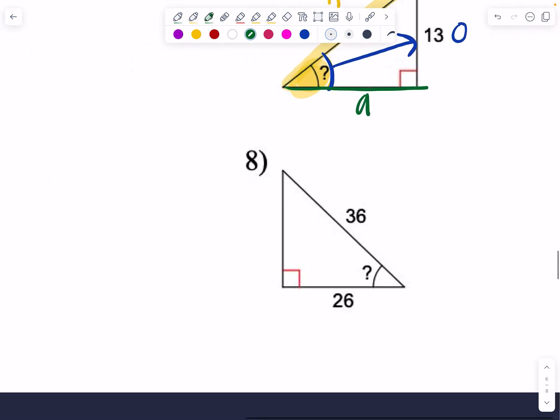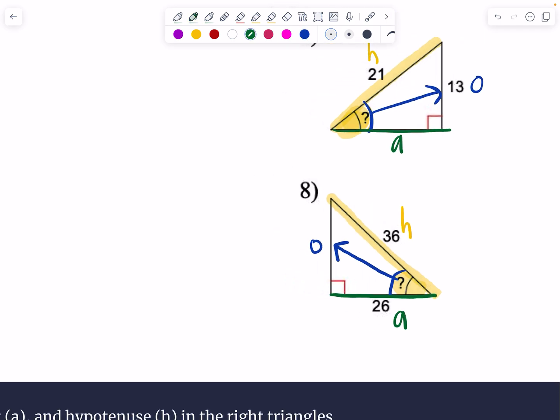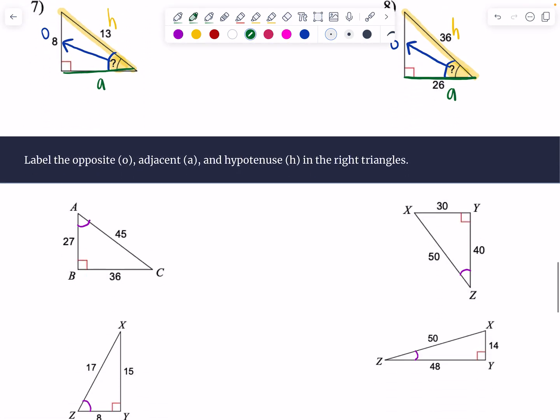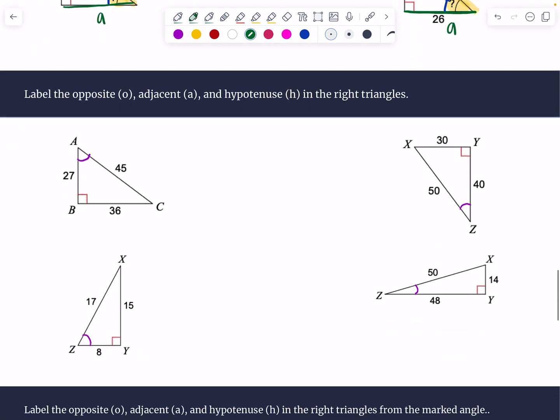All right, number 8. Where's my hypotenuse? Here, it's the biggest side in the triangle. That is my hypotenuse. I'm approaching this triangle from the question mark. So from that question mark, from that acute angle, this is going to be my opposite piece, which forces this to be my adjacent piece. All right, a few more. This just has a mark instead of the question mark. So I'm going to highlight the hypotenuse on each of these. That will make it really fast.